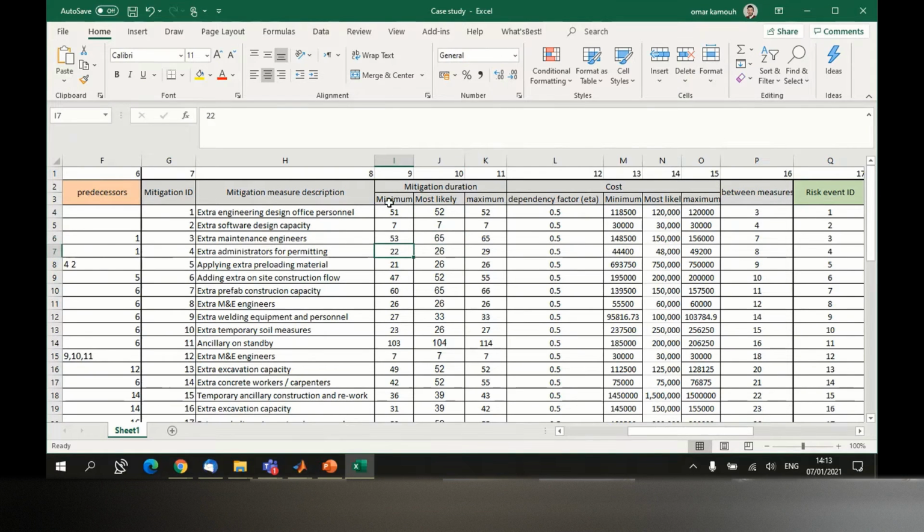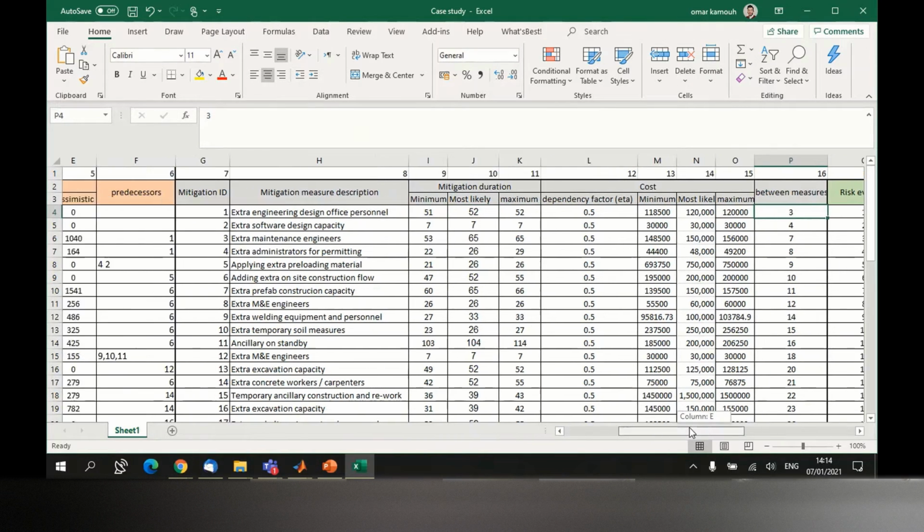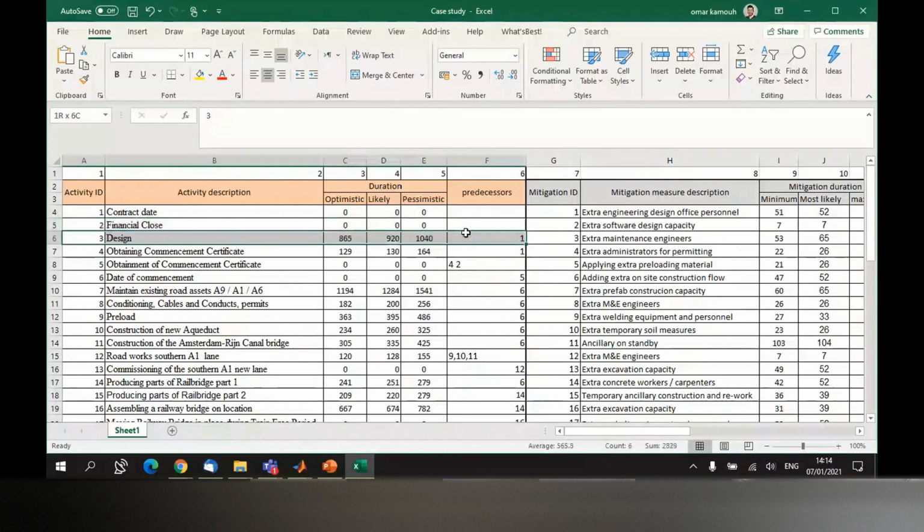So again, I will just explain what I just explained. If you execute this mitigation activity here, then you are going to reduce around 52 days from activity number 3, which is right here. Activity number 3 is the design activity. It takes around 900 days. If you implement this measure, then you reduce around 50 days, and this becomes like 850. So you speed up the design activity by executing a mitigation measure, because you set more people to work on the design, so the duration is going to be less.